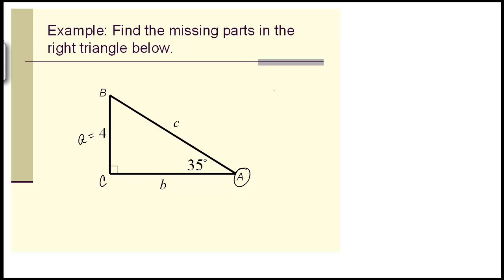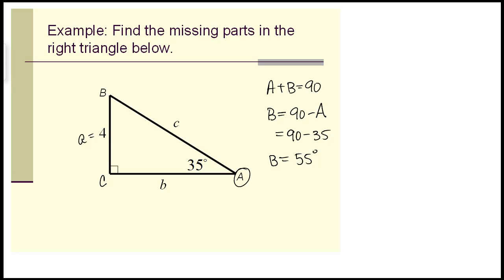The first thing I can easily do is find out what angle B is, because I know that if I add A and B together, that must give me 90. That means that B is equal to 90 minus A. And that means that angle B is 55 degrees.